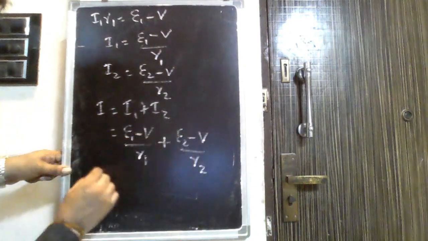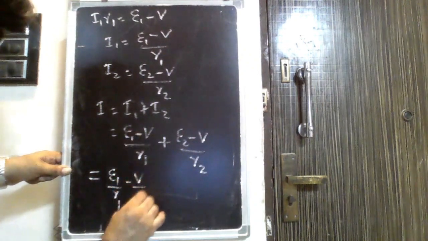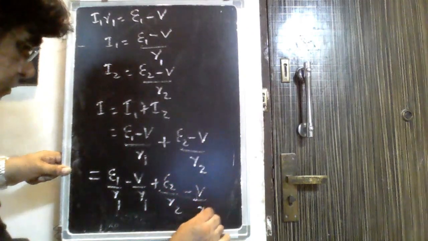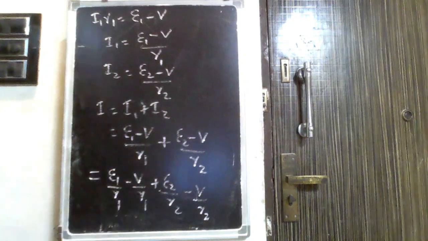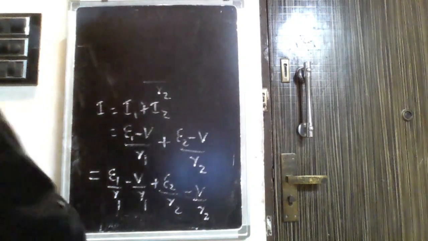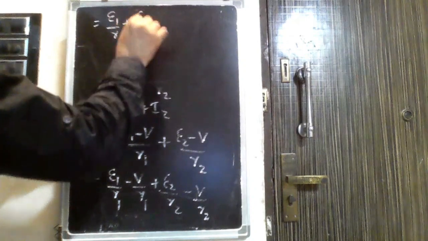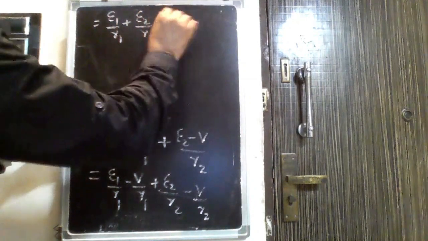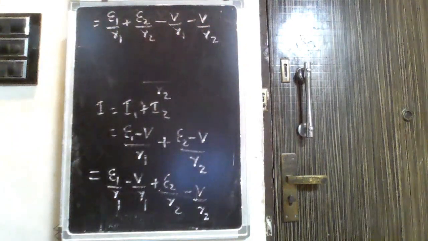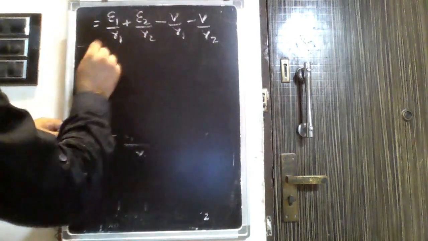So we'll open it up and write it this way: E1 by R1 minus V by R1, plus E2 by R2 minus V by R2. If I interchange these two terms, we get E1 by R1 plus E2 by R2 minus V by R1 minus V by R2. So this is what I get when I change it. Now we will take LCM of these, and R1 R2 will come in the denominator.